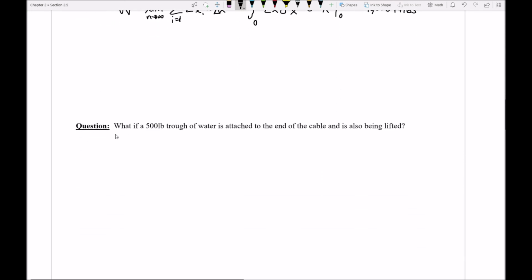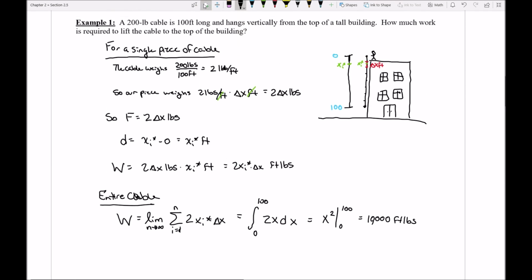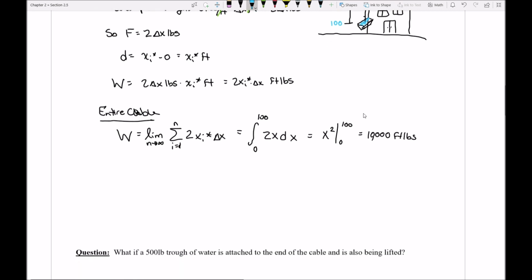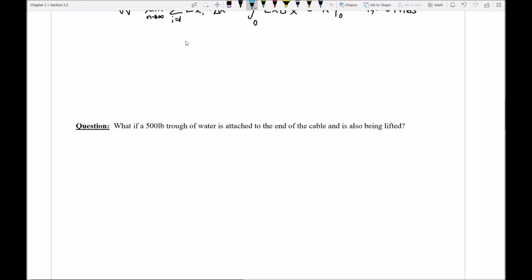Now let's take a look really quickly down here at this extension, this extra question. What if there was a 500-pound trough of water attached to the end of the cable that's also going to be lifted? So just imagine I get something that looks like this, right? I have now a big trough of water. It's going to get added on here. So there's a big trough down there, here's water, water's blue, and that's also going to get pulled to the top. Well, when I deal with objects attached at the end of a chain, it's often customary to think of those objects as just one single piece that's moving all at once. And so it ultimately becomes very easy to answer this question.